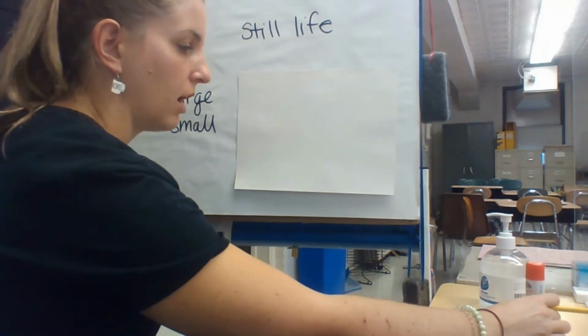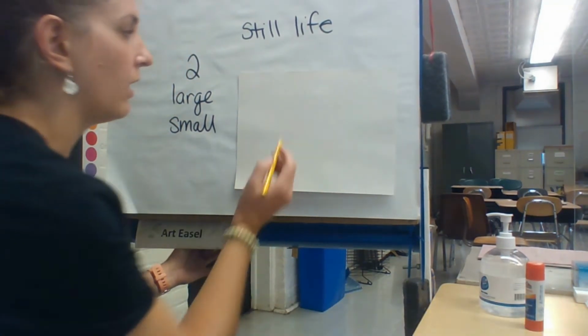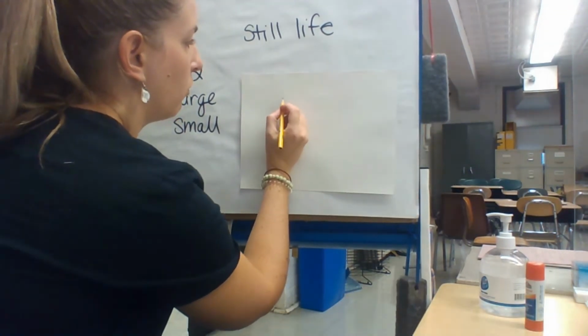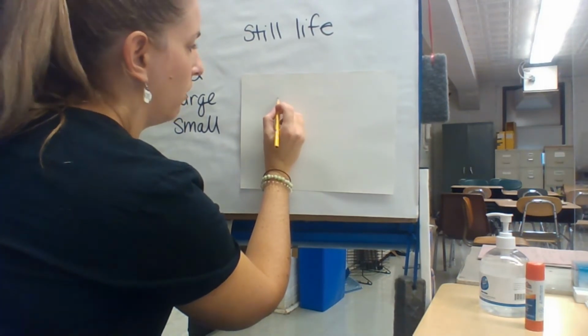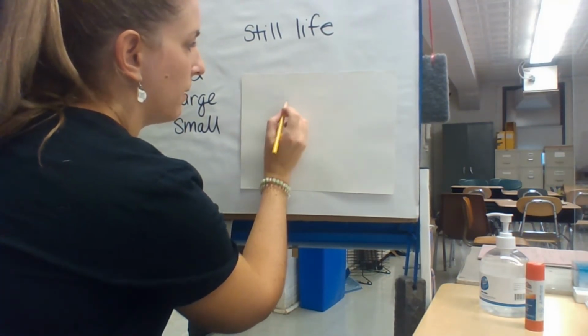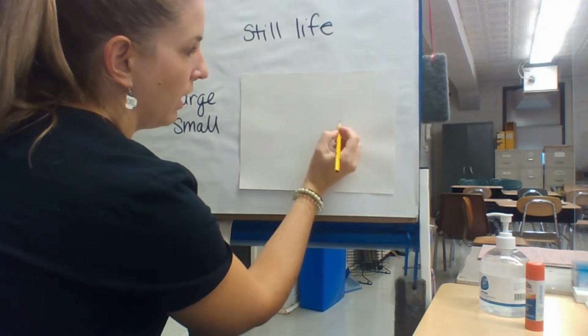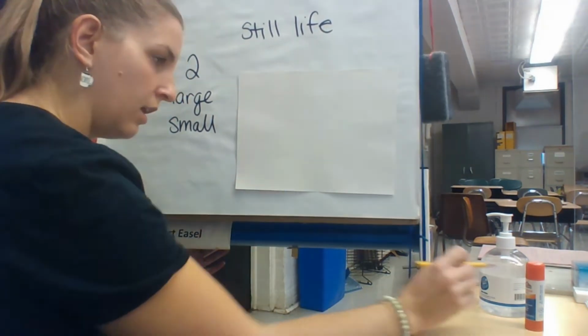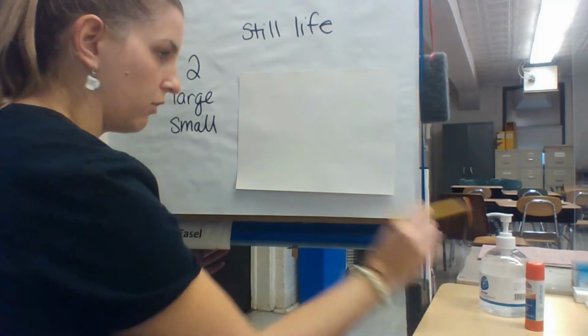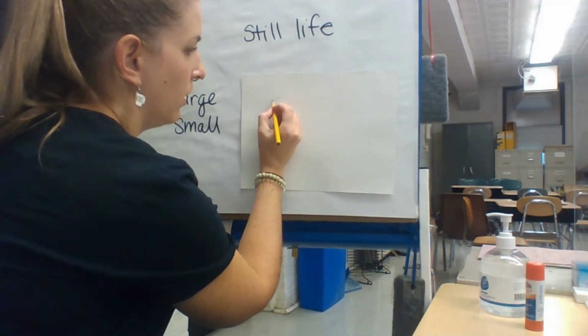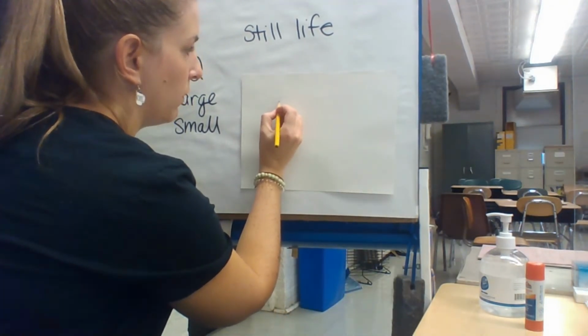I'm going to move my glue stick up just a smidge. And I'm going to roughly mark out that my hand sanitizer is about this tall and my glue stick is about where the round part is. So if I draw, this is where the pump's going to be.